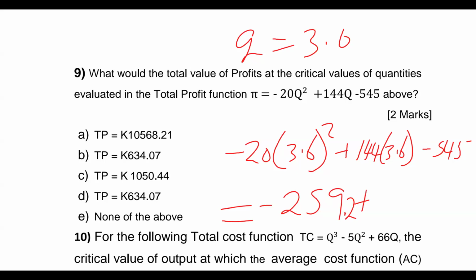4 times 3.6 plus 158.4, minus 144 times 3.6. Sorry, it's 518.4 minus 545.